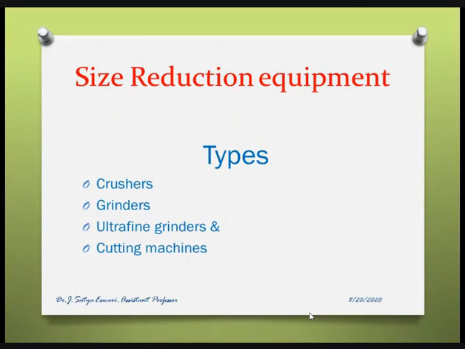Now, size reduction equipment. Basically, there are four types of comminution equipment. One is crushers. A crusher is primary equipment used for bigger, larger particles. Next is grinders. Whatever comes from the crushers can be used as feed for the grinders, and further size reduction takes place in grinders. Then ultrafine grinders, and then cutting machines. The size reduction equipment is divided based on the size of the feed or the size of the product required.